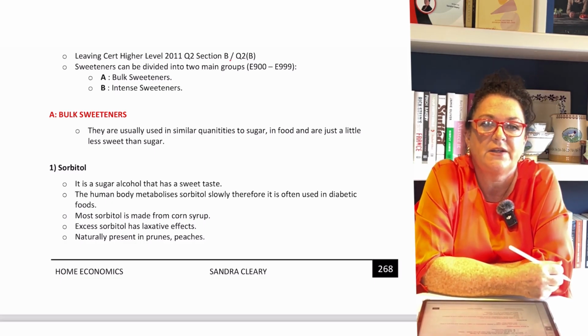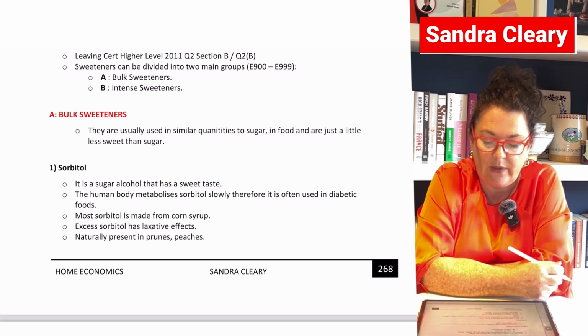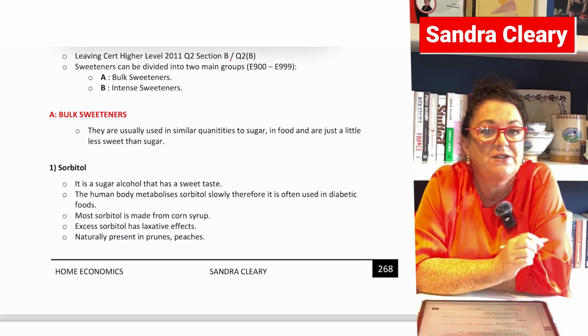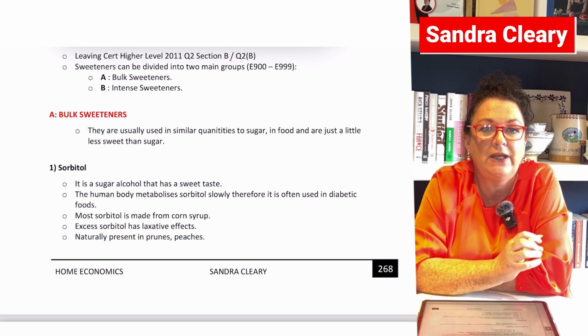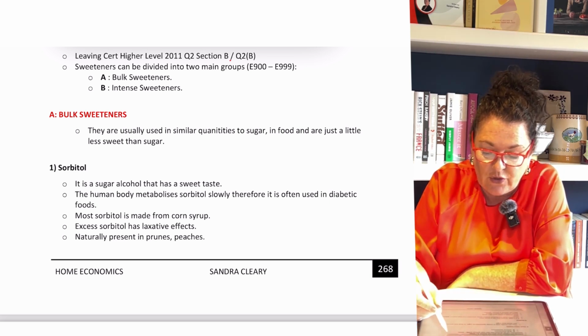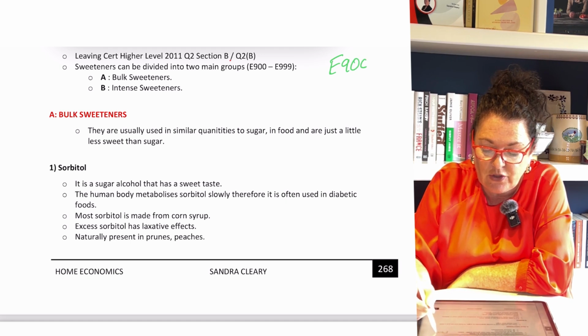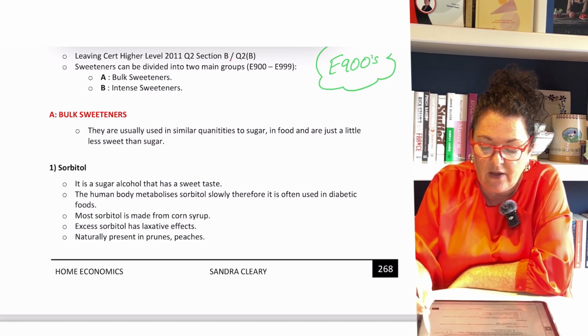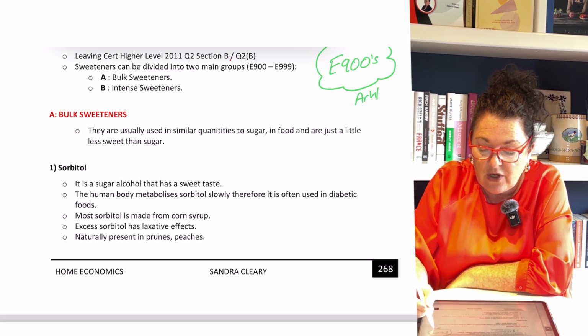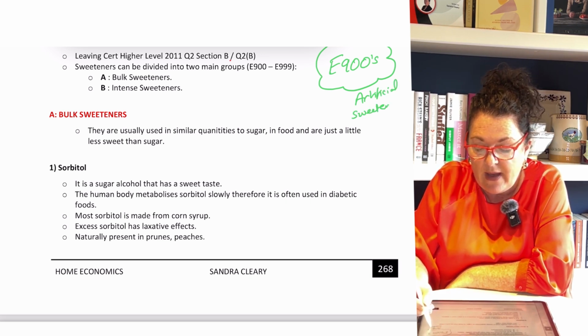Today we're going to look at a section on artificial sweeteners. Now, as we know from our very first lesson, additives are denoted by E numbers, and we have different classes or groups. So artificial sweeteners belong to what are called the E900s.